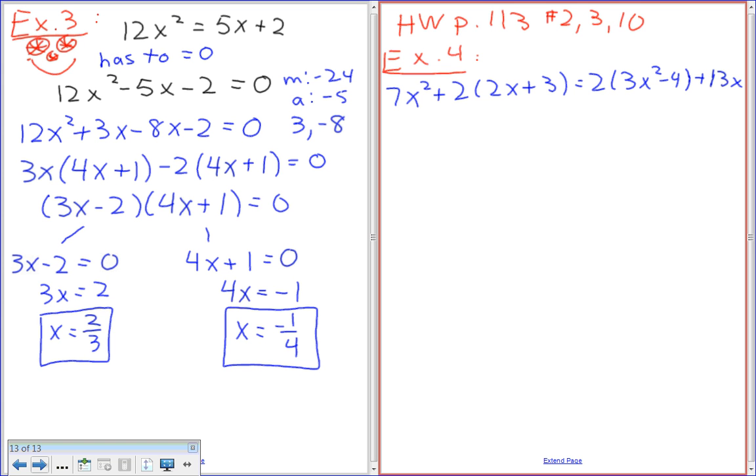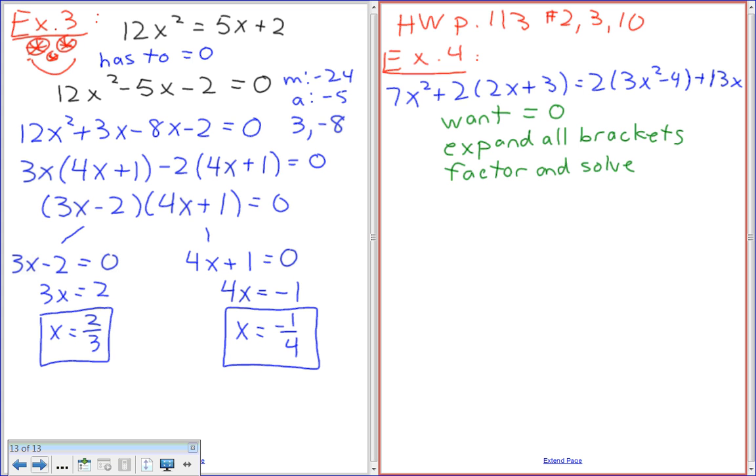Right. So eventually we want equals 0. That's what we're going to want. Before that, we should probably expand all the brackets. And then we should probably factor and solve at the end. I'm probably going to do it something like this as far as the order. Number 1 is going to be expand all the brackets. Then I'm going to move everything to one side, and then I'm going to factor and solve.